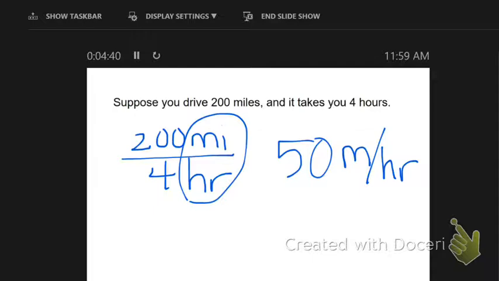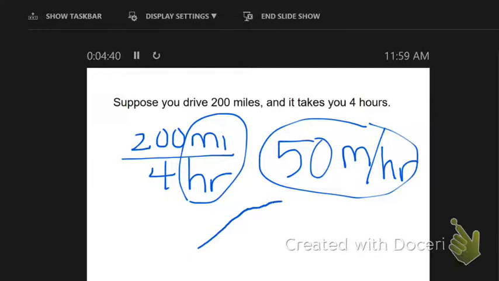But what is that? What did you just find? Is that how fast you were going? At every moment, at every time? Were you going 50 the entire trip? Hopefully you're saying no. What you found is your average speed. You're averaging a speed of 50 miles per hour for the entire trip. Does that mean you were going 50 the whole time? No. You might have been going faster, you might have been going slower, you might have been stopped, but you were going 50 on average.